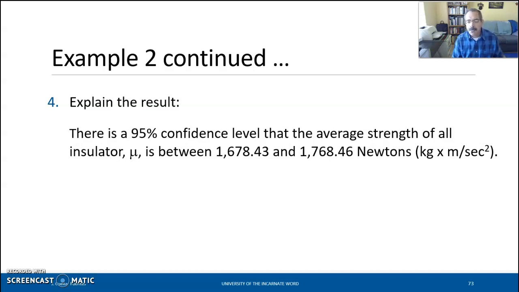All right, we'll stop here, and in the next section, we'll start talking about the confidence interval for the proportions.